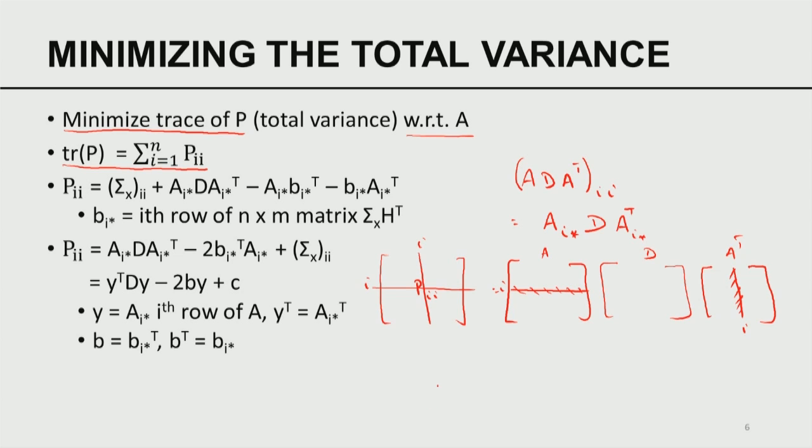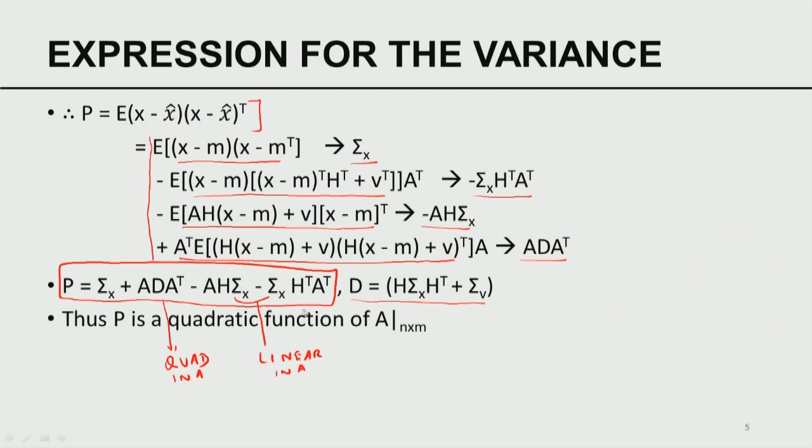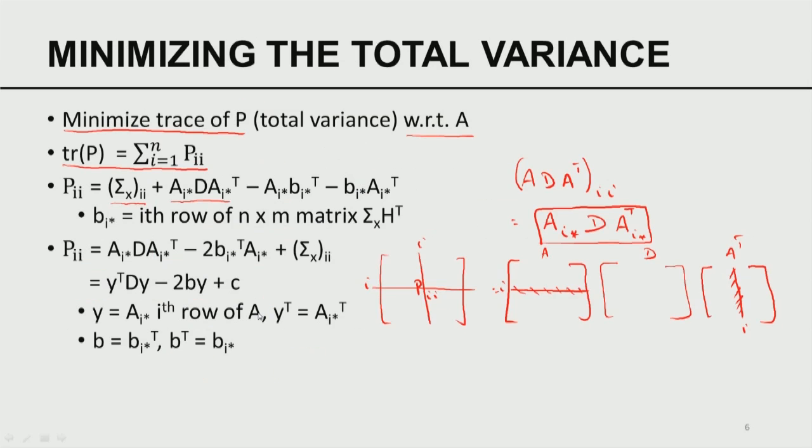So I do a quadratic form which is given by this expression. Therefore, Pii is simply the sum of the ith element of sigma x, the quadratic form with the ith row of A. Likewise, you can also readily see for the third term and the fourth term, we can express them as Ai star Bi star transpose, Bi star Ai star transpose, where Bi star is the ith row of the n by m matrix sigma X H transpose.